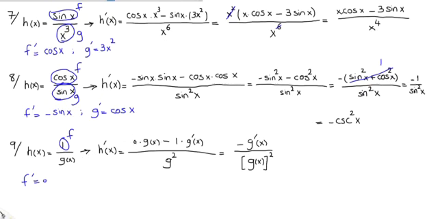And when we apply the quotient rule, f prime, 0, times g, so this whole thing is 0, minus f times g prime divided by g squared. So this is minus g prime of x, and then the denominator is g of x, this whole function squared.